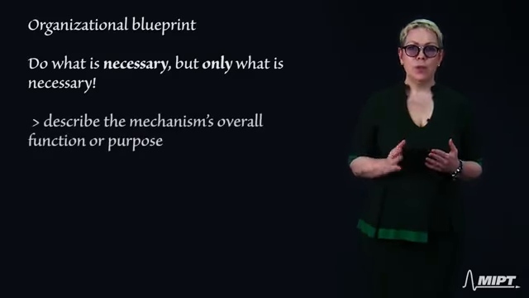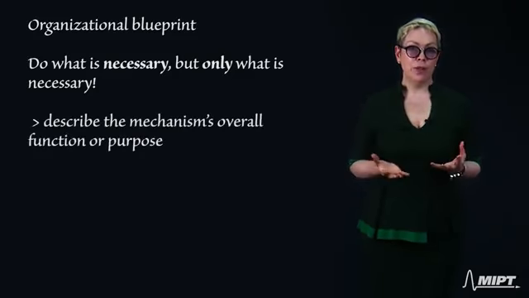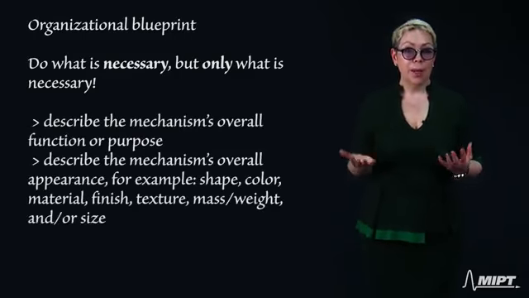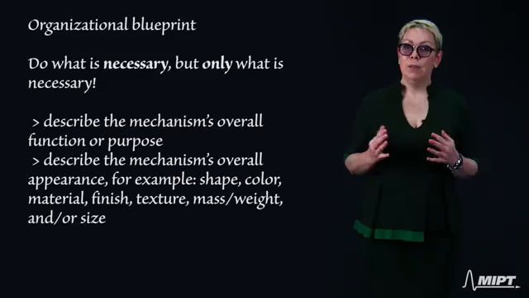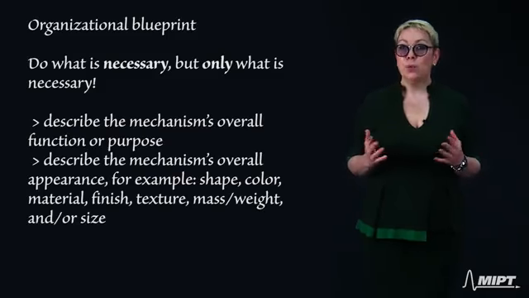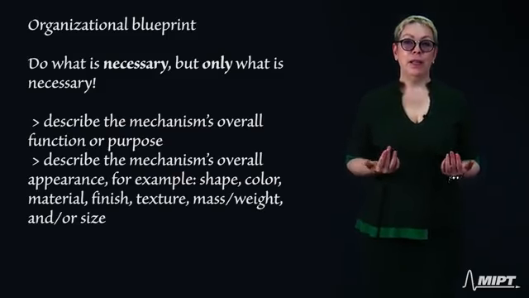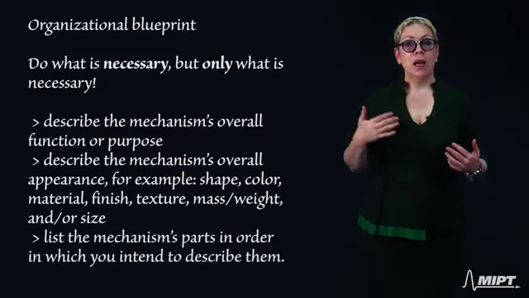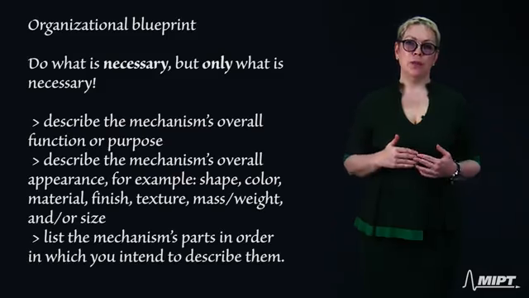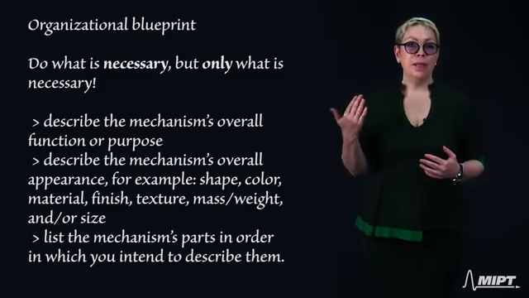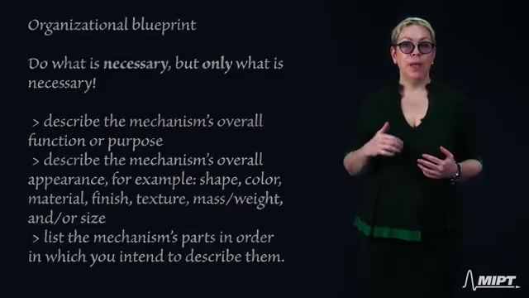Afterwards, you need to describe the mechanism's overall function or purpose. Then you describe the mechanism's overall appearance, for example, shape, color, material, finish, texture, mass, weight, and/or size, if necessary. Finally, you list the mechanism's parts in the order in which you intend to describe them. This listing is an organizational blueprint for the remainder of the mechanism description.